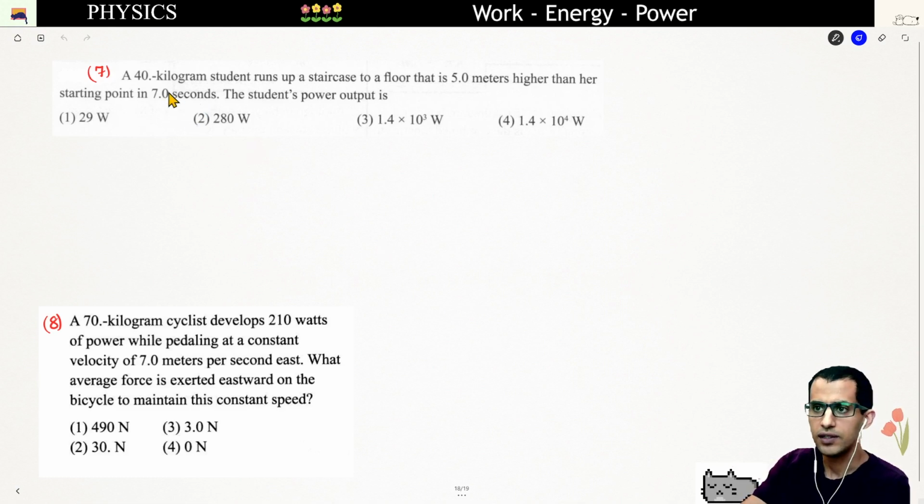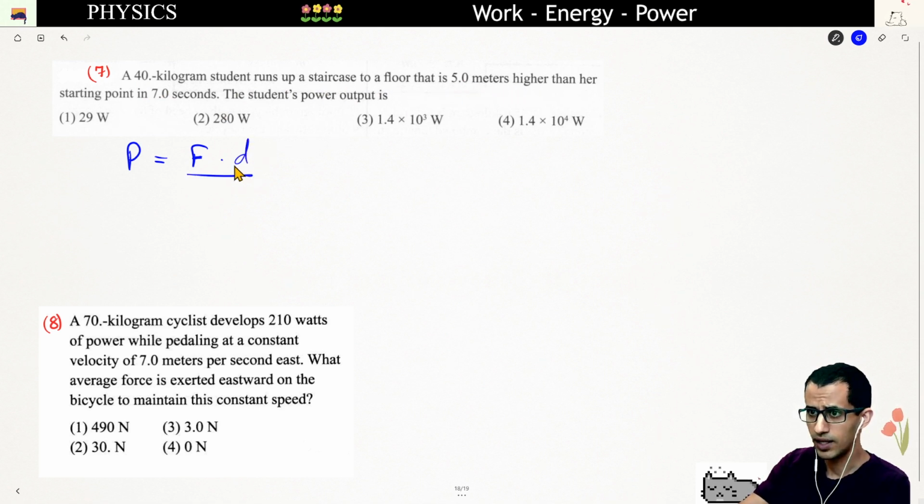Okay, question number 7. A 40 kilogram student runs up a staircase to a floor that is 5 meters higher than her starting point in 7 seconds. The student's power output. So this is a power question where we can find out the weight of the student based on their mass. So we have a force. They run up to a position that's 5 meters higher. That's their displacement, and we're given the time as 7 seconds.